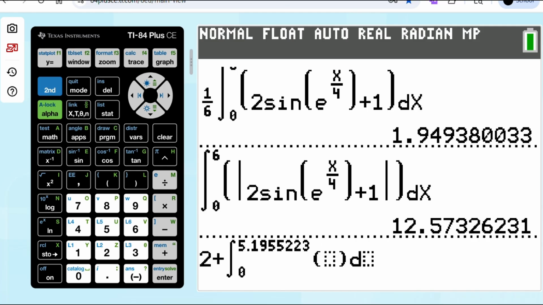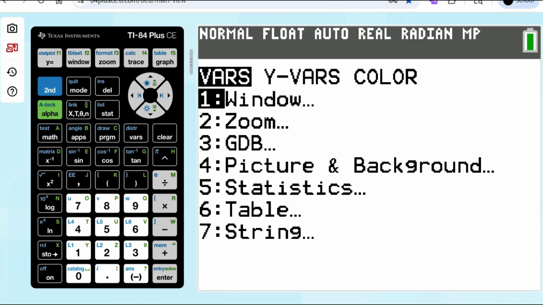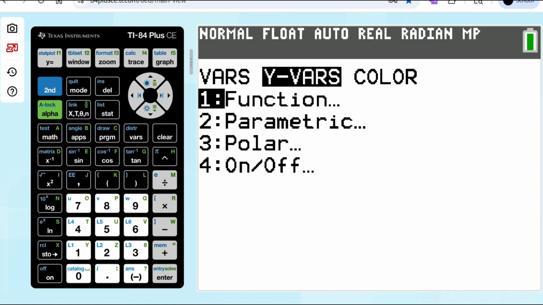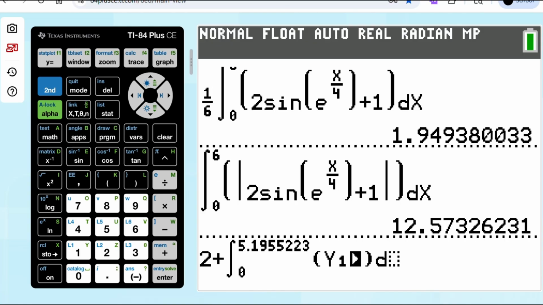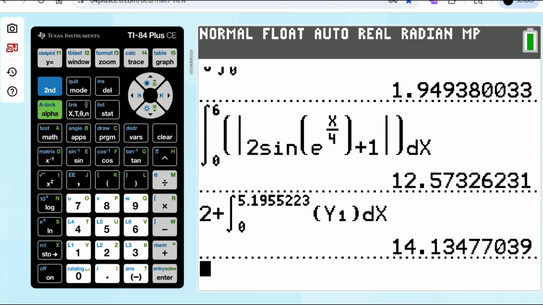Well, I don't want to type it again. I've typed it so many times already. I can just hit the VARS button next to clear, go over to YVARS, choose option number 1 for function, and then pick my y1 function because it is the velocity function. And we'll just put our dx at the end. Let our calculator calculate that integral.